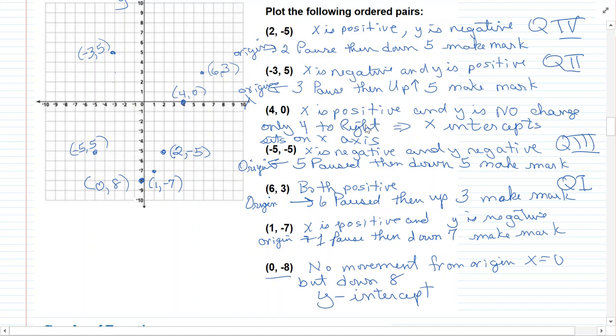All right. So that takes care of plotting points. All right. We did good on this. I want you to pause it or play it again if something was confusing.